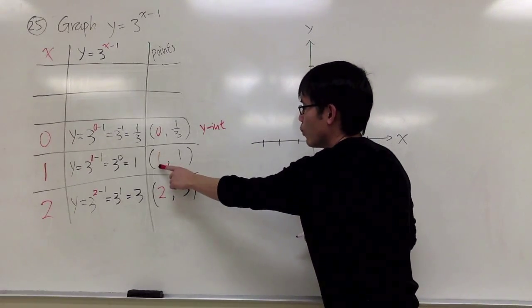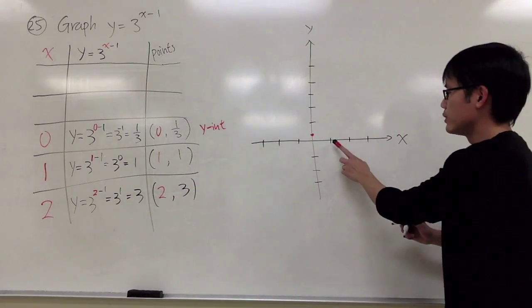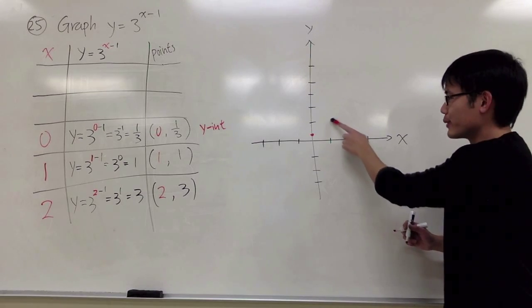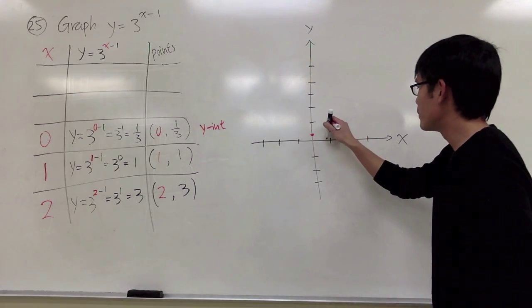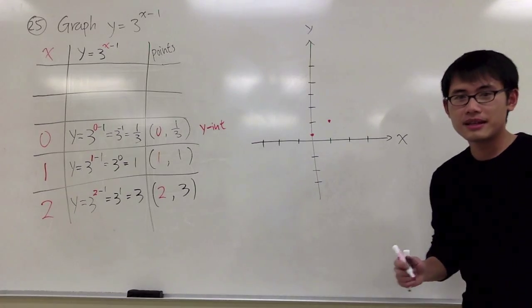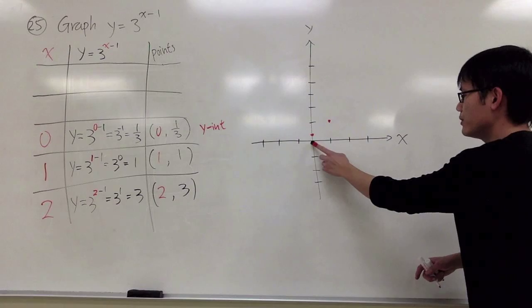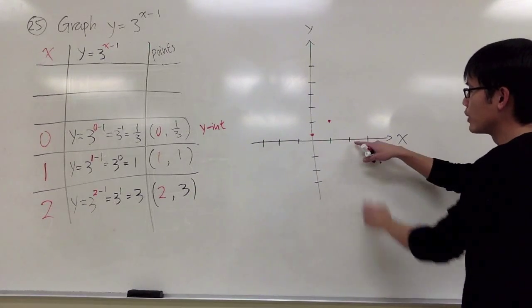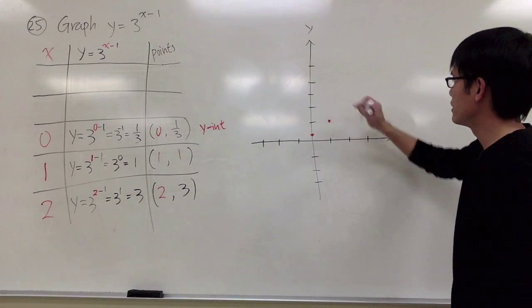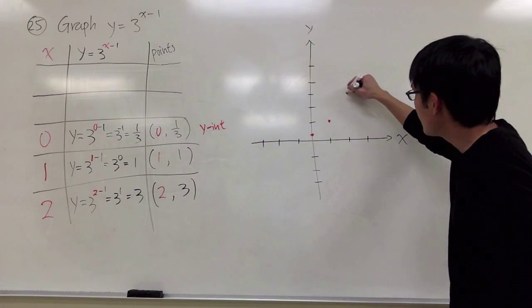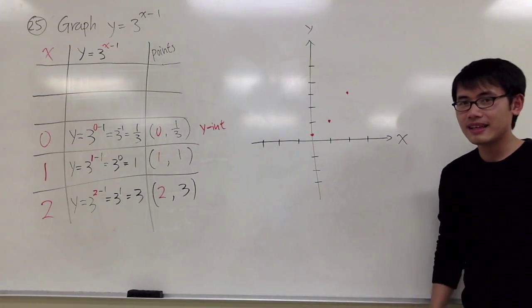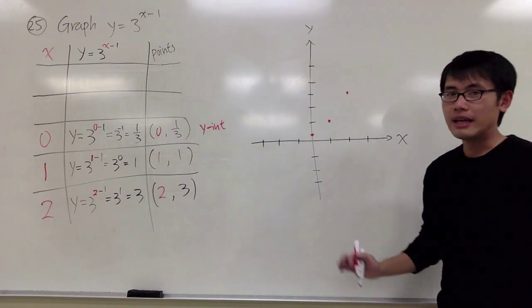Next point, 1, 1. When x is equal to 1, y is also equal to 1, which I will just put right here. We will also have 2, 3. When x is 2, we have to go up 3 times: 1, 2, 3. So it's about right there. So far this is what we have.